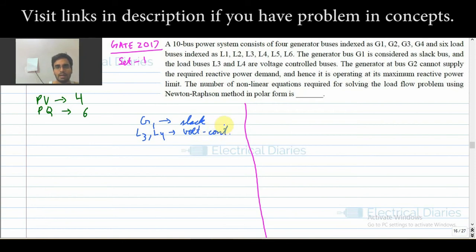The generator at bus G2 cannot supply the required reactive power demand, and hence it is operating at maximum reactive power limit. So what this means is that for G2 you know the Q value. So this G2 will act like a load bus.